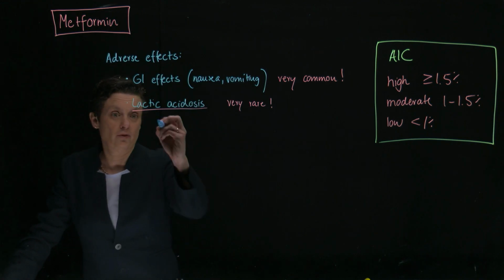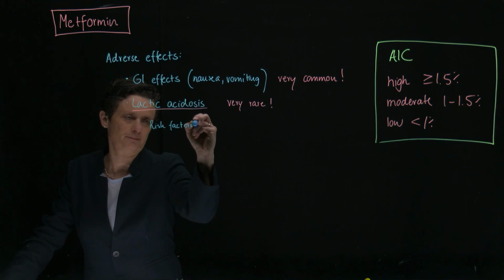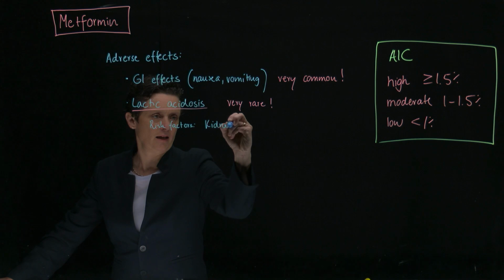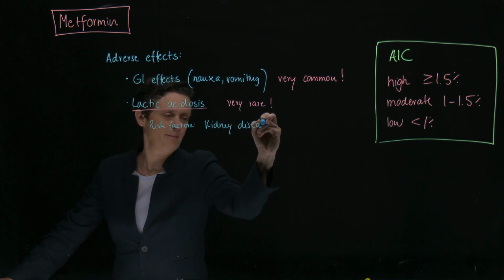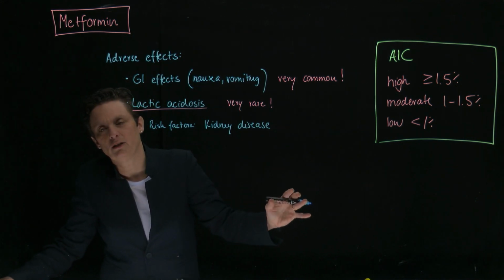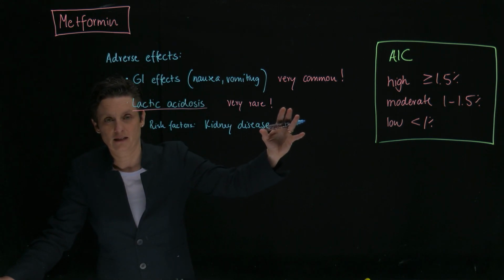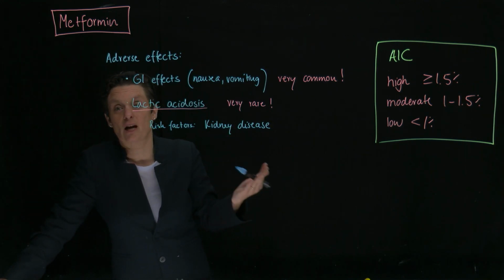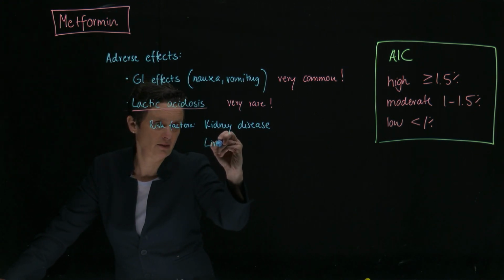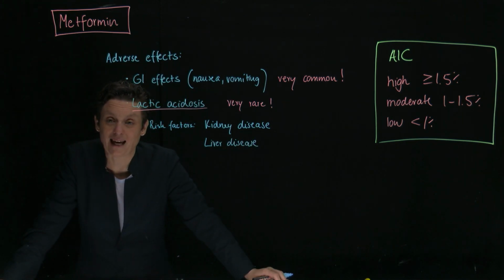However, there are certain risk factors. So patients where this is more likely to happen. For example, patients with kidney disease, because metformin is eliminated via the kidney. So the more metformin you're going to have, the more this process can be blocked, the more lactic acid is going to build up. So patients with kidney disease have a higher risk of developing lactic acidosis, as well as patients with liver disease, because the liver is responsible for removing lactic acid.